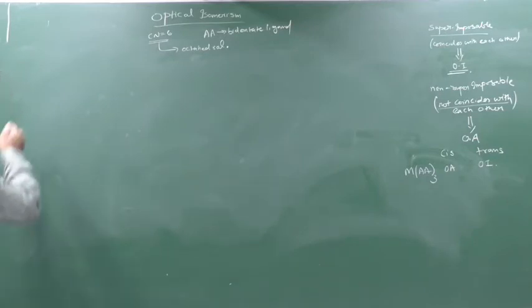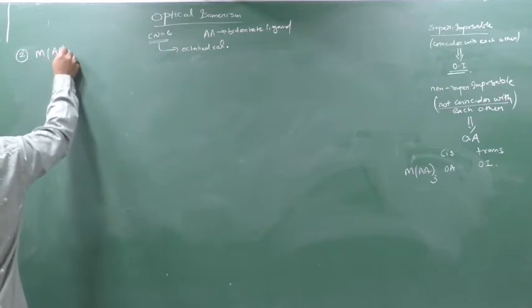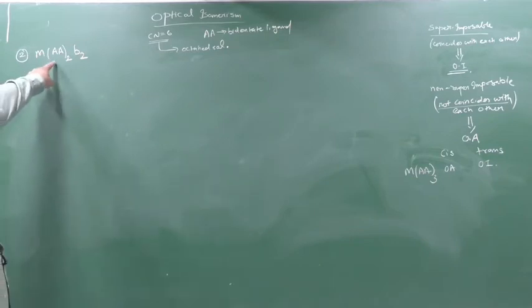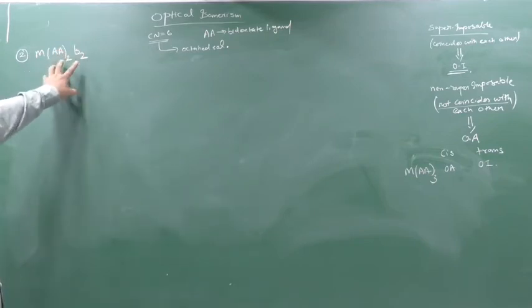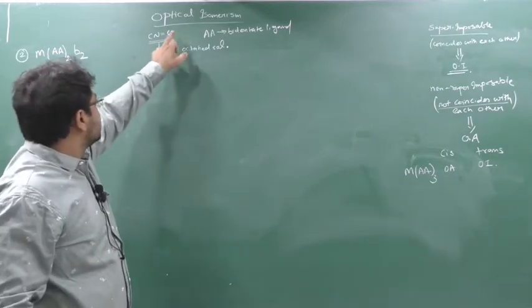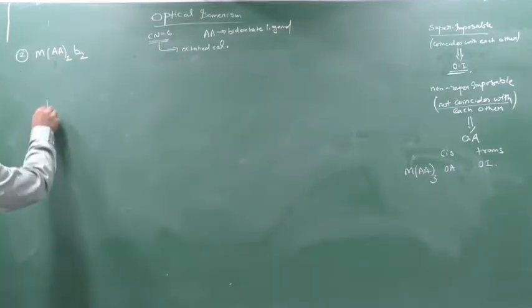MA2B2 type. Now here A is a bidentate ligand, so 2 2s are 4, and this is a monodentate ligand. How many monodentate ligands are there? 2. So 2 2s are 4 plus 2 is 6. So the coordination number is 6, and coordination number 6 means octahedral. A is a bidentate ligand. So see here.